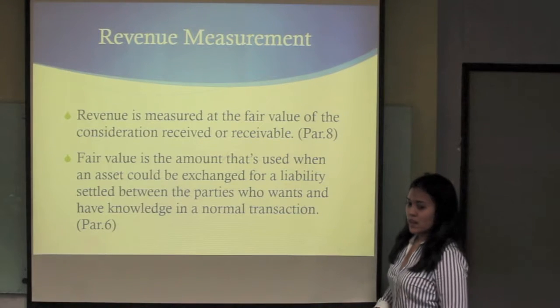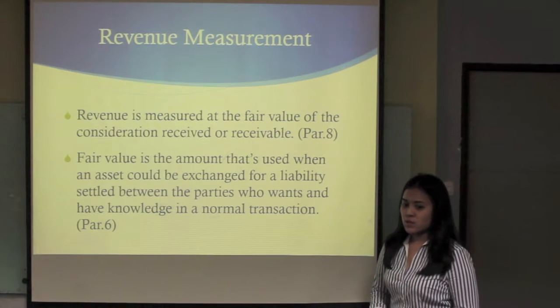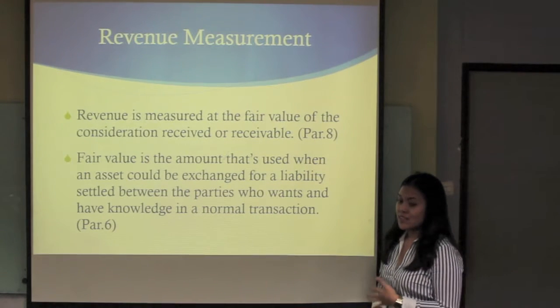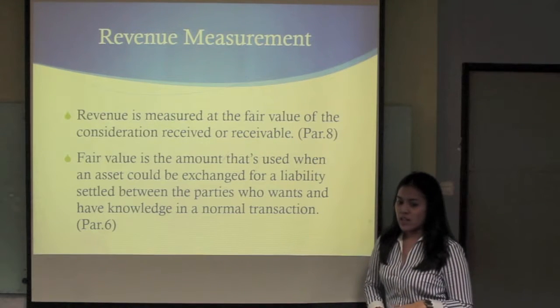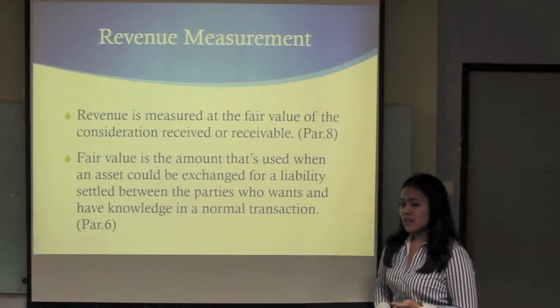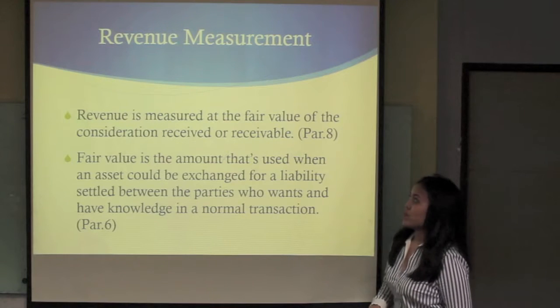So it's probable that any future economic benefit associated with the item will flow to or from the entity. This is more likely than less likely. An item has a cost or value that can be measured with reliability. Reliability is free from material errors and bias and can be depended upon by users to represent faithfully.